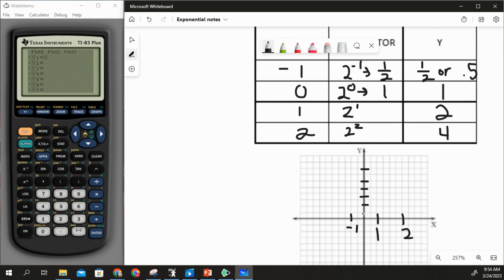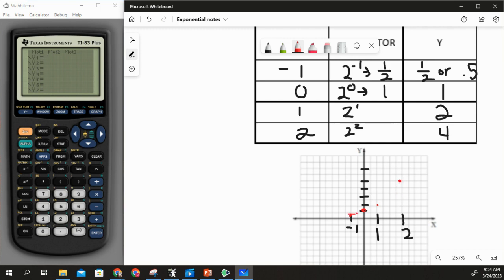All right, let's give everything a chance to graph. We have -1 at 0.5, which is right above the x-axis over here. Then we have 0, 1, which is our y-intercept. And then we have 1 and 2. And then we have 2 and 4. Oh, sorry, I actually did 1, 3, my bad. Let me fix that. 1, 2, and 2, 4.